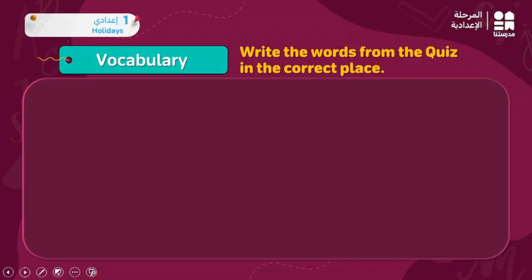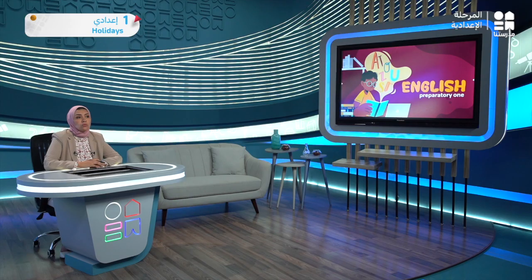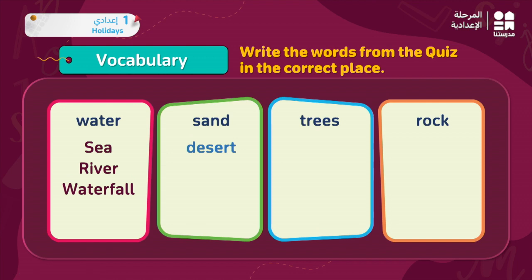Write the words from the quiz in the correct place. Here بقى يا ولاد we have to categorize. احنا هنبتدي نقسم كل words من اللي احنا قلناهم دول suitable category بتاعتها أو للجروب المناسب ليها. We have water, sand, trees and rock. طيب الووتر ايه هي الwords related to the word water في اللي احنا قلناهم؟ Excellent. We have river, sea and waterfall. يبقى we have sea, river and waterfall. البحر والنهر والشلال.